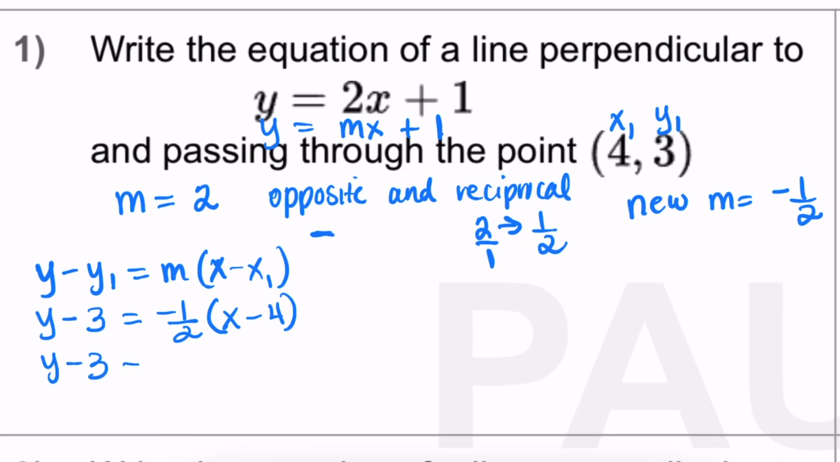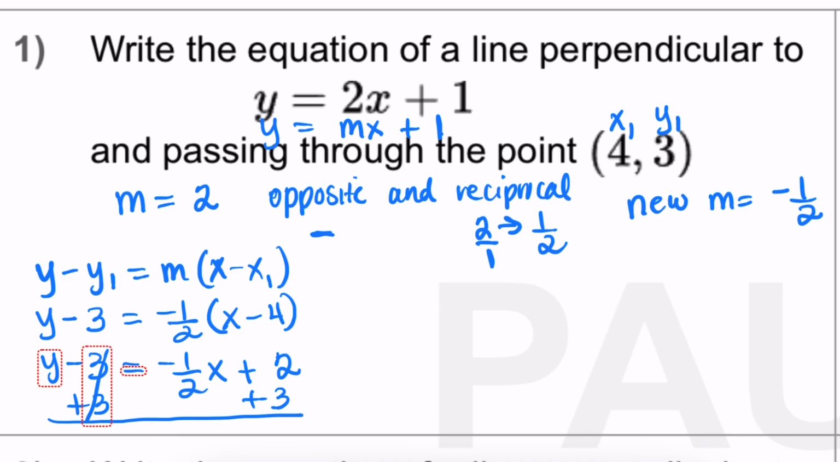y minus 3 is equal to negative 1/2 x plus 1/2 times the 4, which is really 4 over 2. So we get this 2. You need to add 3 to both sides. And you are left with y equals negative 1/2 x plus 5. And you are done.